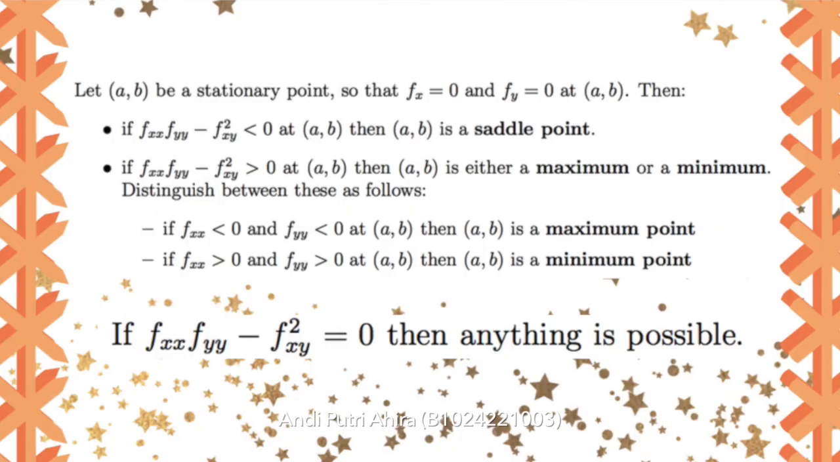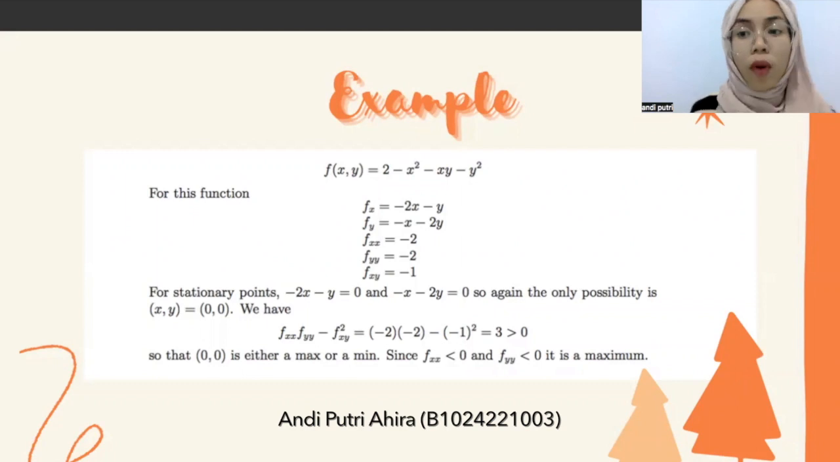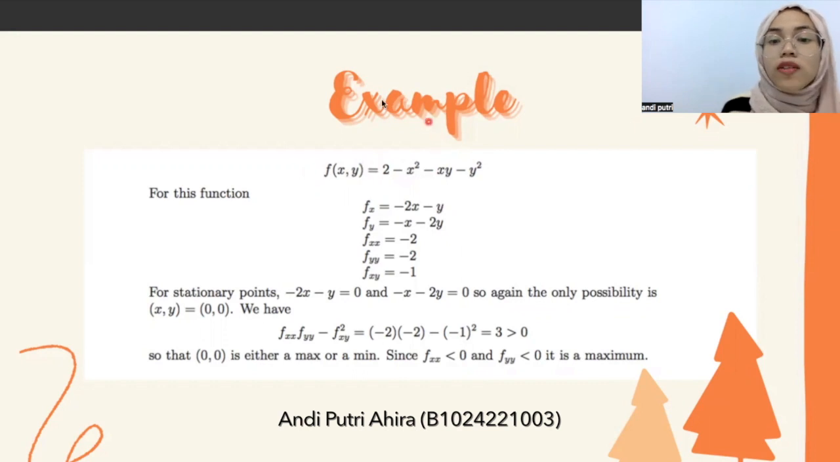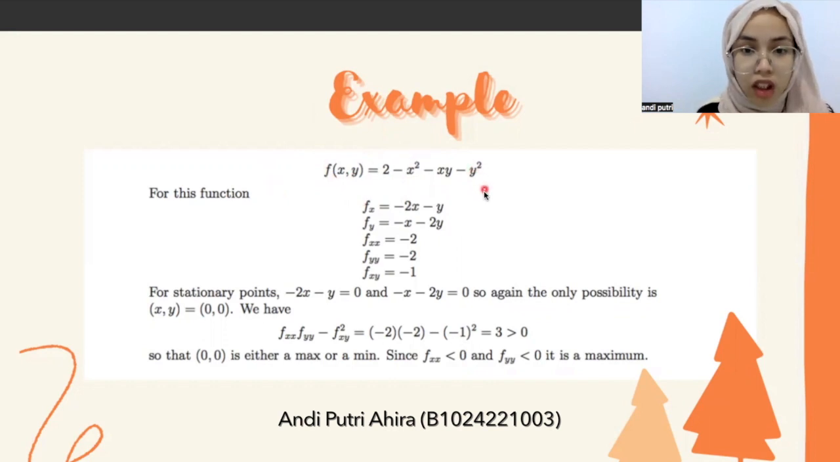Or you can see another way of understanding how to classify critical points using the second derivative test for functions of two variables. So, for example, here there is a function f of x, y equals 2 minus x squared minus xy minus y squared. For this function, first we have to look for the partial derivatives of the function. The partial derivative with respect to x is negative 2x minus y, and the partial derivative with respect to y is negative x minus 2y.